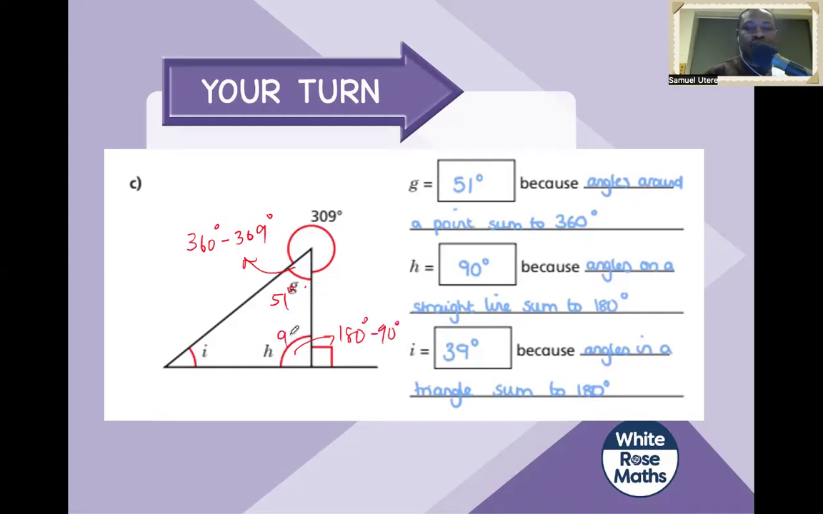Now that we know that this is 90 degrees, to get I, we'll simply do 180 degrees minus 90 degrees minus 51 degrees. Why? Angles in a triangle sum to 180 degrees.